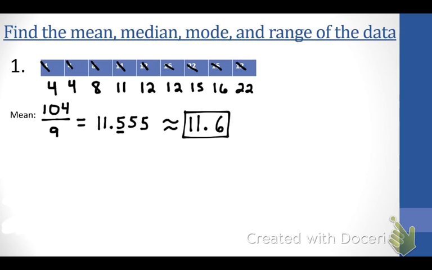Now the instructions asked us to find the mean. The second thing they asked us to find is the median. All right, so look back at your notes that we just copied. What is the median? Middle number.